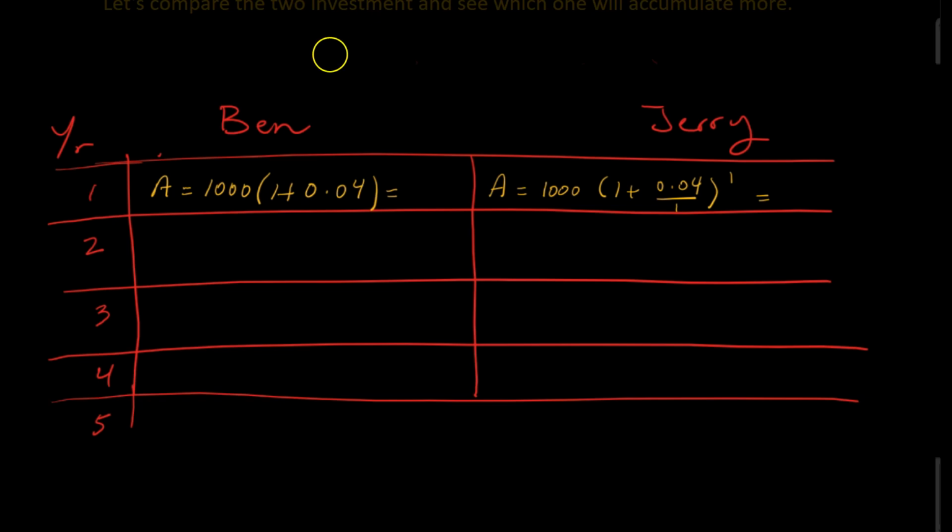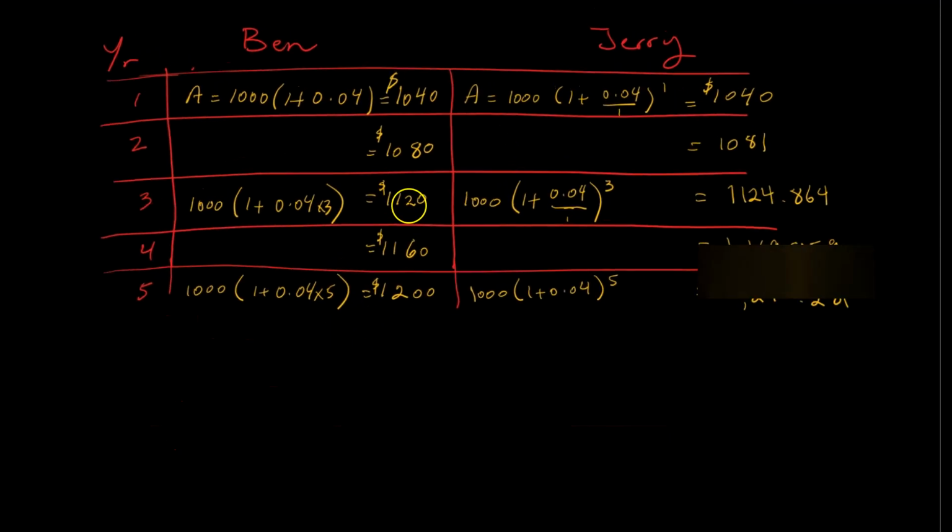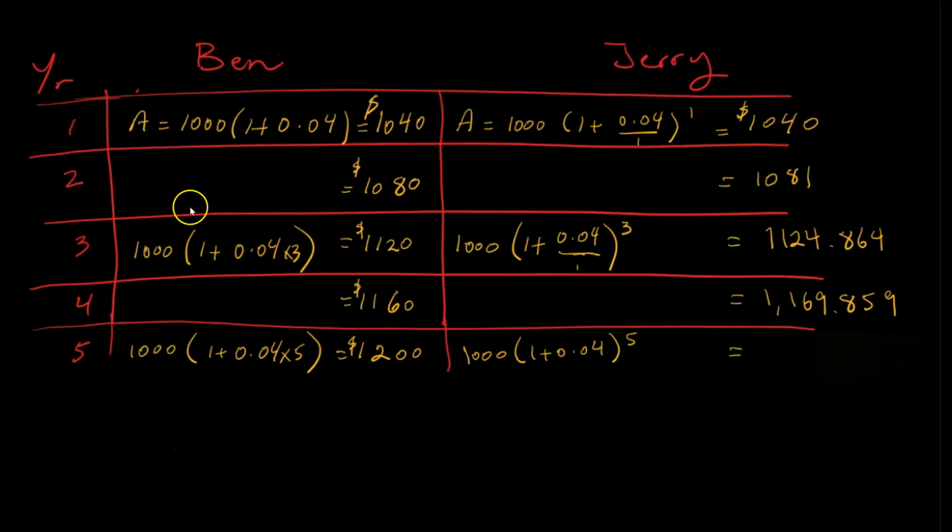And I want you to go ahead and pause the video and fill this table with this formula with numbers plugged in for each one, and then see which one is better and see each of the values, so we can compare and contrast. When you go through the table and plug in the values for Ben with simple interest and Jerry with compound interest, I did years 1, 3, and 5. I wrote up the actual formulas. The other ones I just calculated the values, and you can do the same.